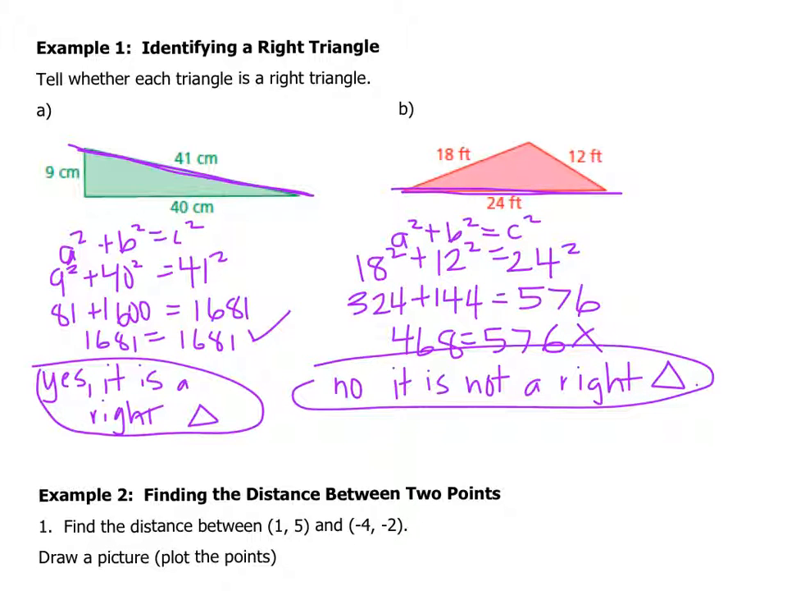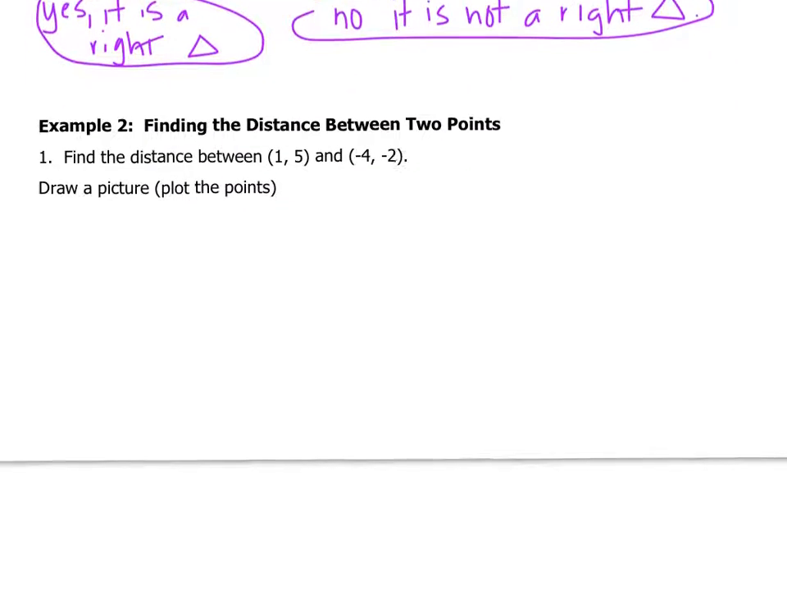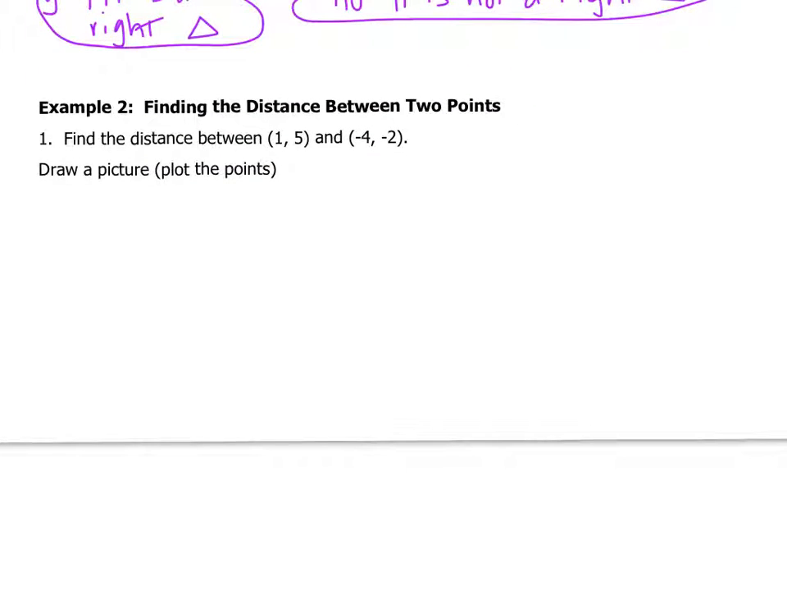All right, let's take our idea and bring it onto the coordinate grid. So we go to example 2. It wants us to find the distance between these two random points. So what I'm going to do is make a sketch and plot the points. So here's (1, 5) and (-4, -2). And what they want is the distance between those two points.